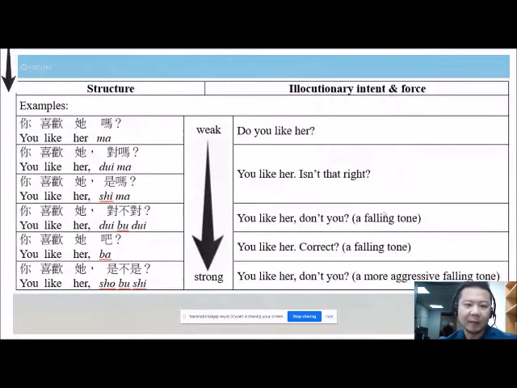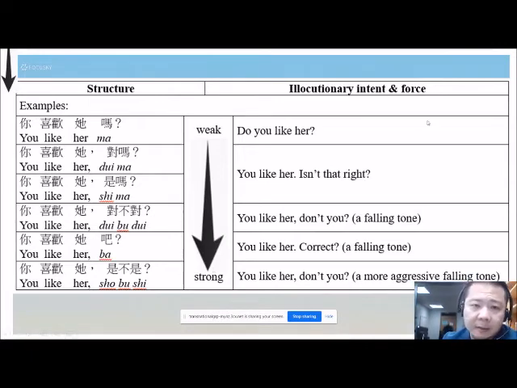Here's an example that I gave in our publication. Let's just use these simple English questions. So weak to strong means the illocutionary intent or illocutionary force is weak or strong. By weak, I mean it doesn't make any assumption. It's simply a question seeking an answer. When it's strong, there's a strong assumption that the speaker is trying to challenge the listener, or trying to tell the listener that, hey, I know the answer. Don't you lie to me.